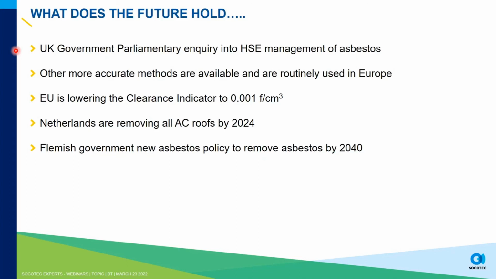So going forward, the UK clearance indicator will still be 0.01 fibres per centimetre cubed. And then in Europe, they're more proactive at removing asbestos. So the Netherlands are in the process of removing all their asbestos cement sheets by 2024, which is a very tight deadline. And the Flemish government has recently announced a new asbestos policy to remove all their asbestos by 2040.